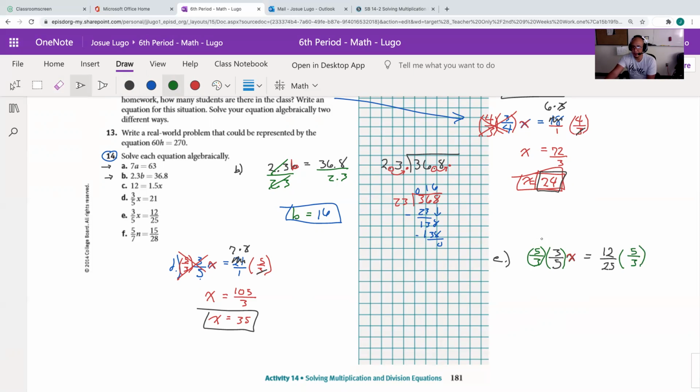5/3, 5/3. This cancels out because 5 times 3 is 15. 3 times 5 is 15. 15 over 15 is 1. So all I have left over is an x. And then now 12 times 5 is 60. 25 times 3 is 75. Let's simplify these. I can divide each of these by 5. So x is going to equal 12/15. And that's my answer. That's what I would put on Schoology.